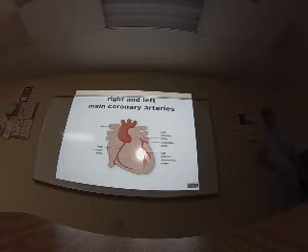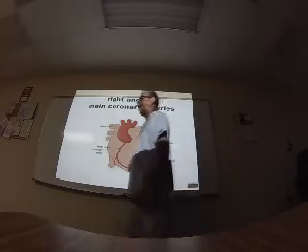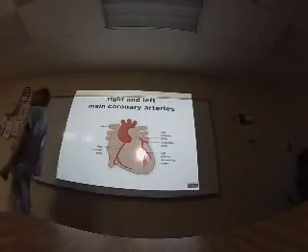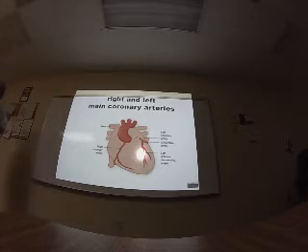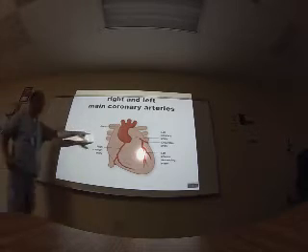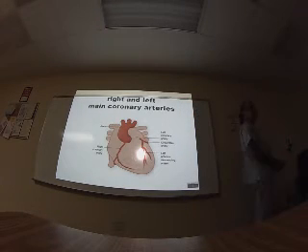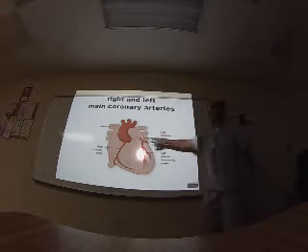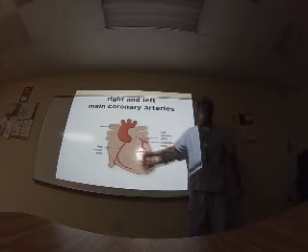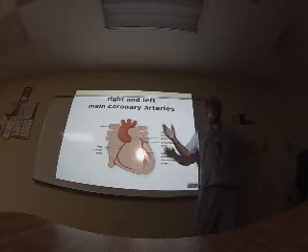Right and left coronary artery. This is the first branch of the aorta. In other words, the first branch of the systemic circulation are two very little and very important arteries, the coronary arteries. When the coronary arteries have plaques, the person has an infarction.